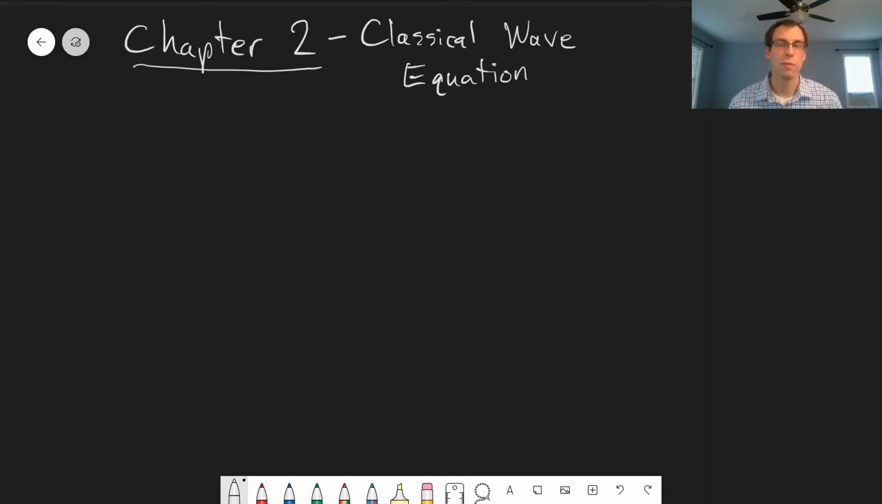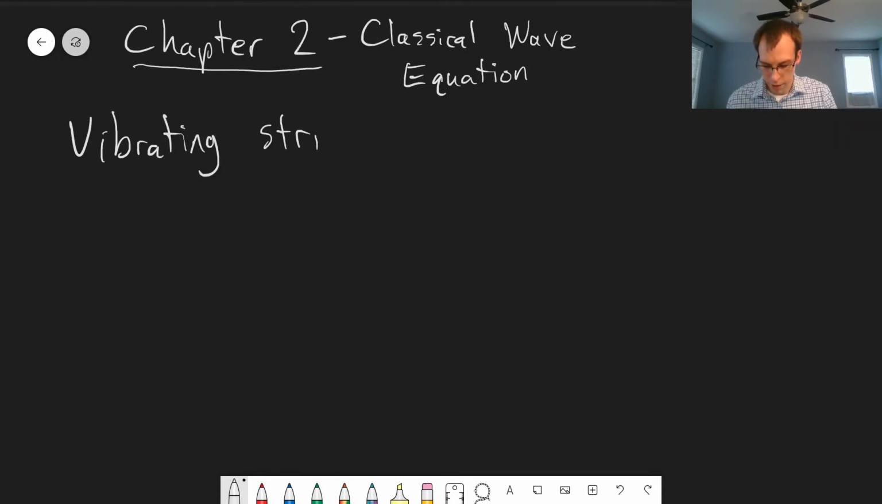Working with something we can actually visualize and understand will help us get a better sense of what's going on when we get to things that are less in our experience, like electrons acting as waves. So this chapter serves as a background there. The model we're going to look at for most of this chapter is a vibrating string.